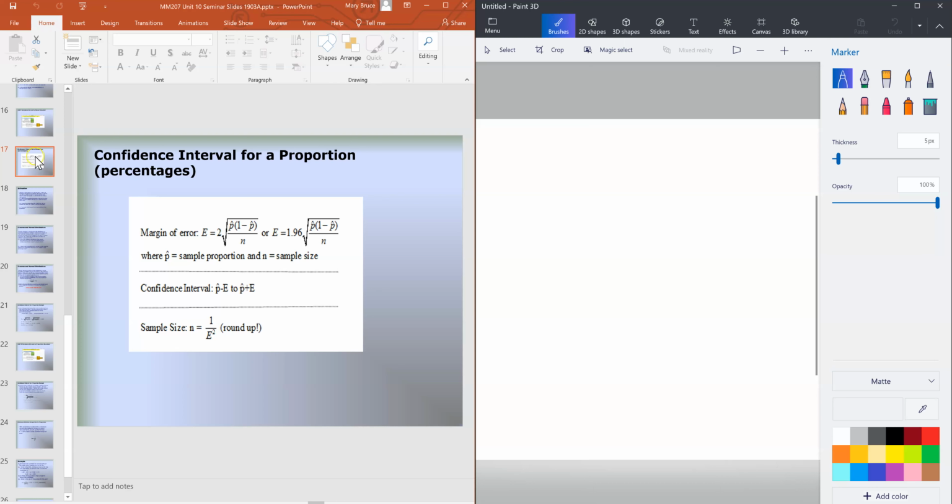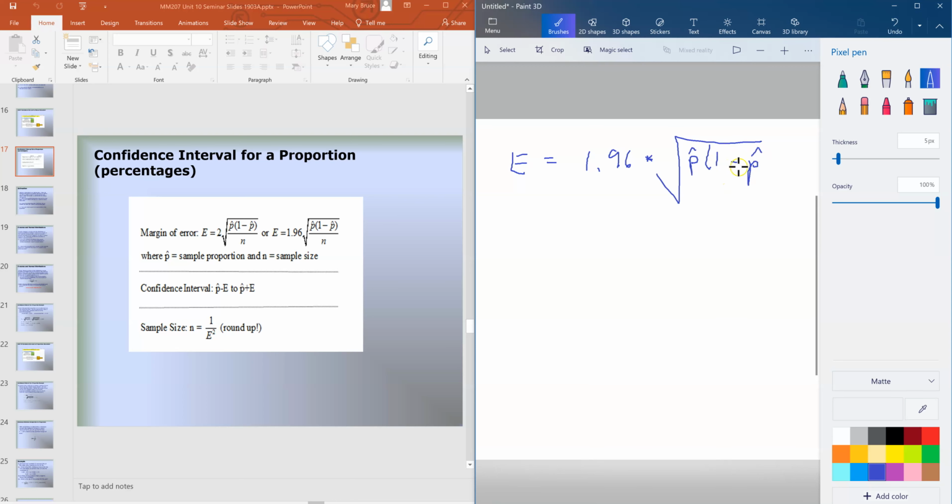Here are the formulas for margin of error. This one up here, and you can either use 1.96 or the 2. So margin of error equals 1.96 times the square root of p hat times 1 minus p hat over the sample size n. So it's a little bit more complicated looking formula for margin of error than it was for means.